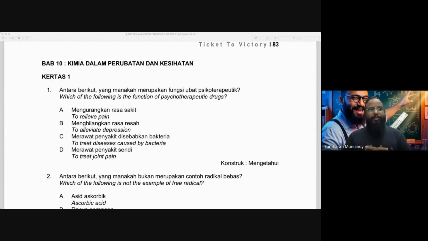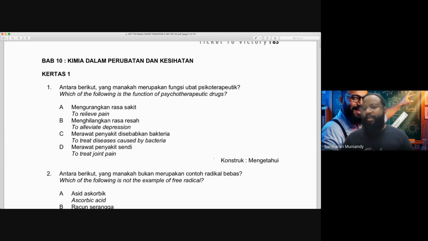Okay, bab 10, chapter 10 of Form 4, Kimia dalam Perubatan dan Kesihatan, which is one of the very important chapters that you guys will need to cover. Let's discuss all these questions from objective structure to essay. Okay, now let's look at the first question.